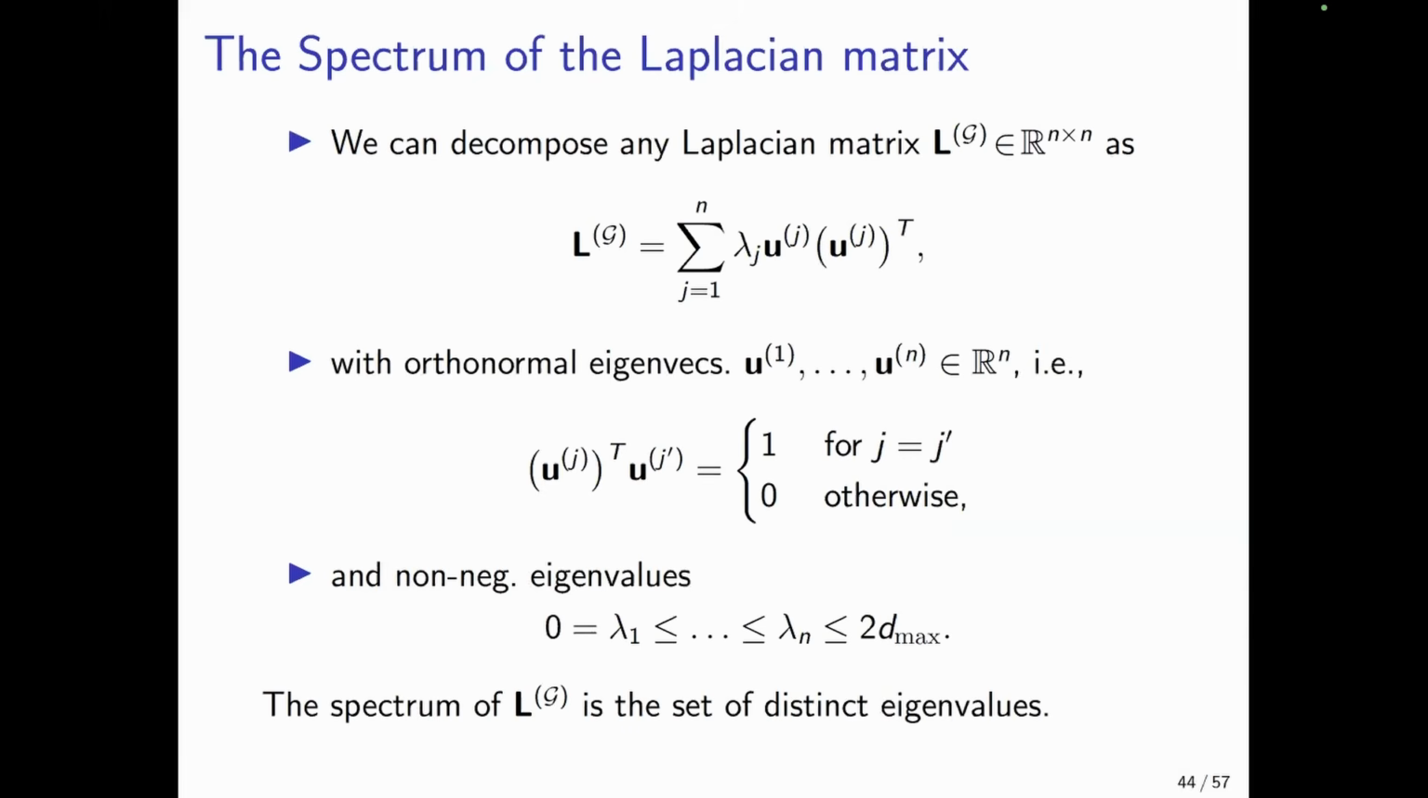And maybe the nicest thing about positive semi-definite matrices is they allow for a beautiful decomposition, which is called the spectral decomposition. So you can write a Laplacian matrix as a sum of rank 1 matrices. Each rank 1 matrix is the outer product of an eigenvector. So these u vectors here are eigenvectors, and you can choose them as orthonormal. And the scaling factors for these rank 1 matrices are the eigenvalues. And these eigenvalues are non-negative and they can be ordered starting from 0. You can show that 0 is always an eigenvalue of a Laplacian matrix, which also means that it's non-invertible. It's a singular matrix. And they are upper bounded by 2 times the maximum node degree.